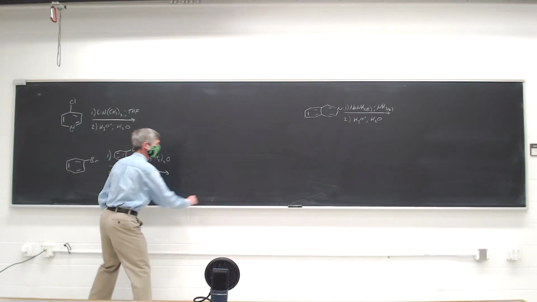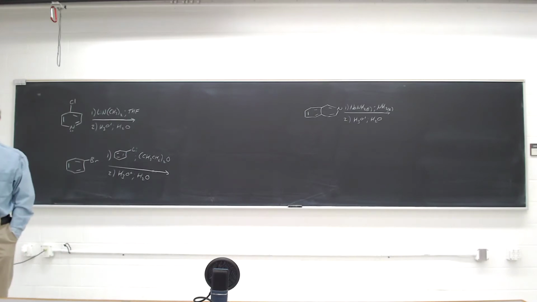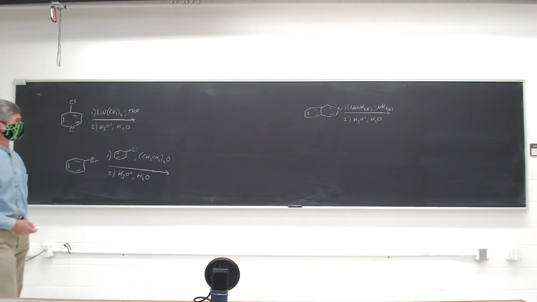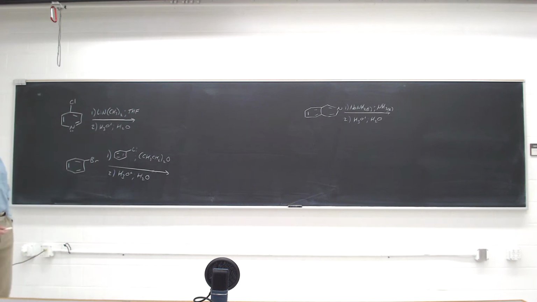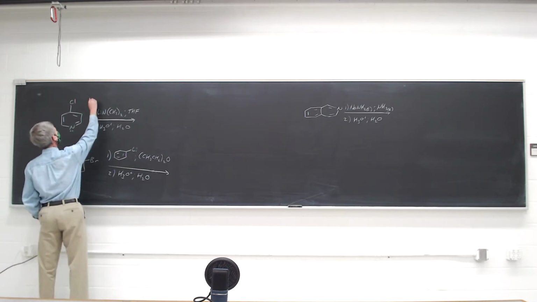Right, so let's take a look at these three. Hopefully you knew that one of them was going to be ipso substitution, one of them was going to be a benzyne intermediate, and the other one was going to be the Chichibabin reaction. And I actually even put them in the same order that I covered them, the ipso followed by the benzyne followed by the Chichibabin. So this one is the ipso substitution.